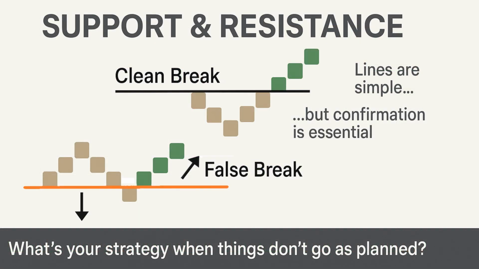The lesson here is that support and resistance can be tricky. Sometimes breaks are clean and reliable, but other times they are false signals. That's why you can't rely on the lines alone. You need confirmation, either from other indicators or from the broader trend. So, when you're evaluating support and resistance, keep it simple, but don't forget to wait for confirmation.